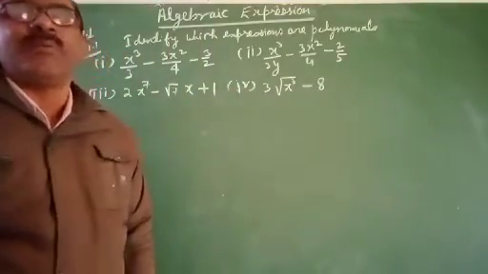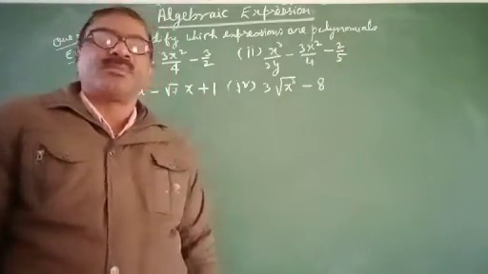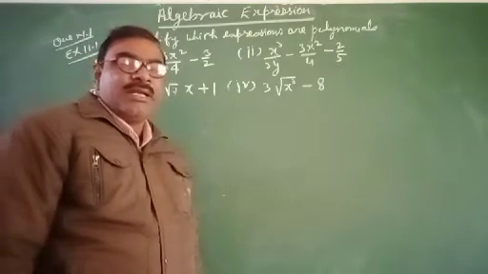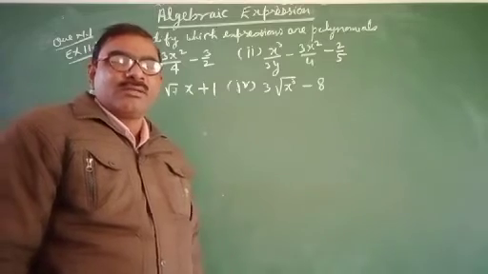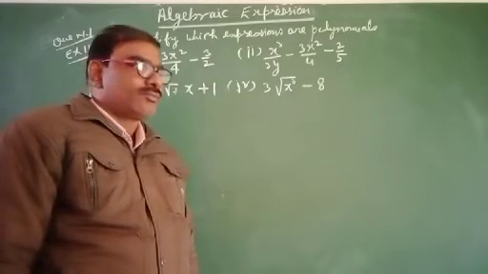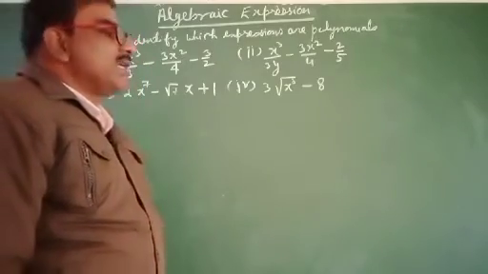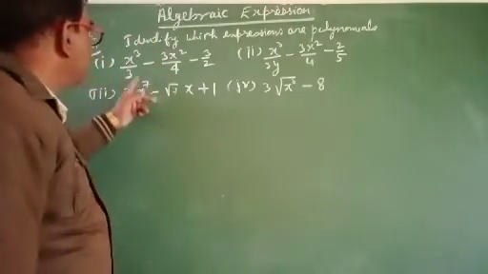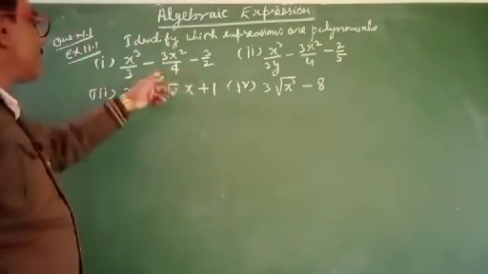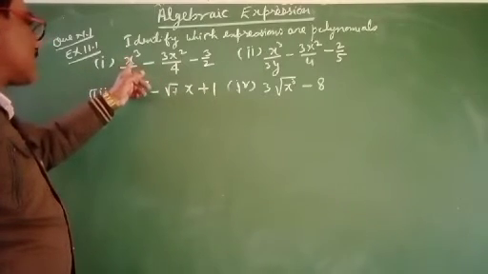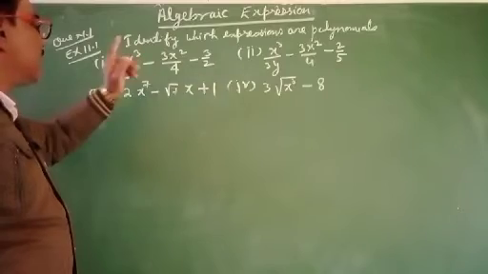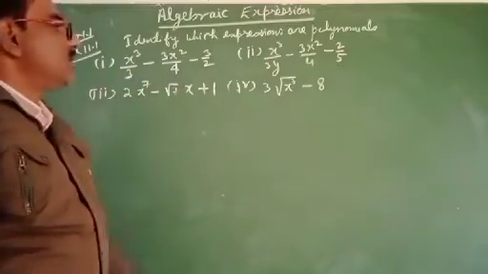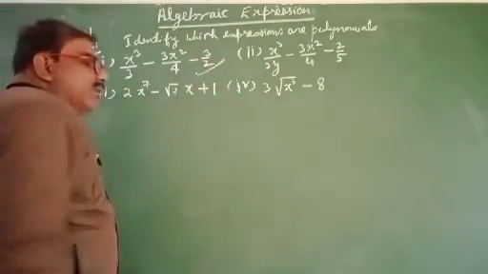Dear friends, as you know, in the previous video I have already explained that an algebraic expression in which the power of the variable is a whole number is called a polynomial. Here in this algebraic expression, the variable is x. Here the power of variable x is 3, and here the power is 2. So this is a polynomial.